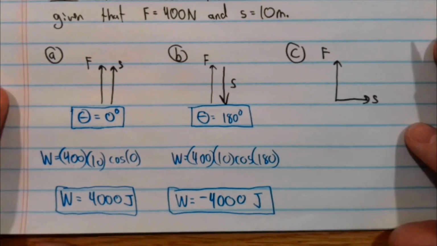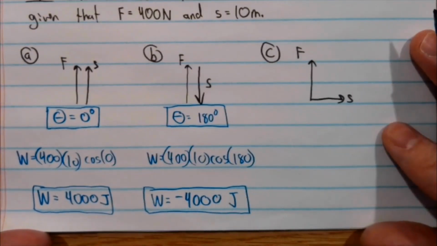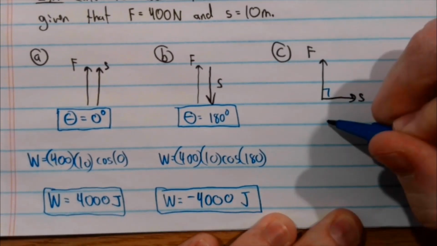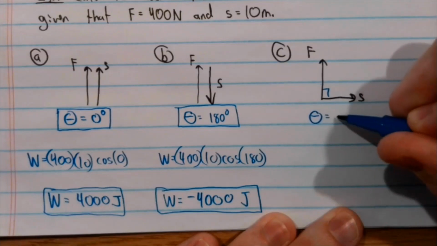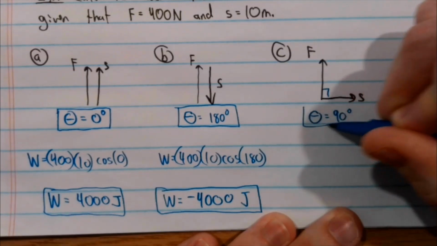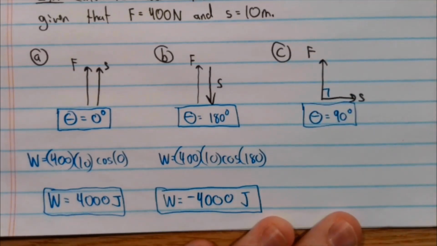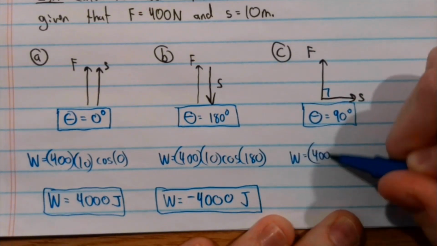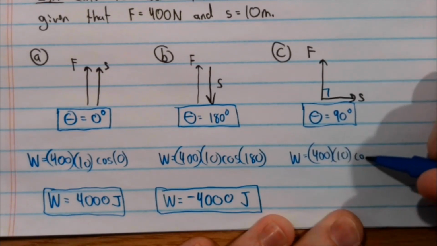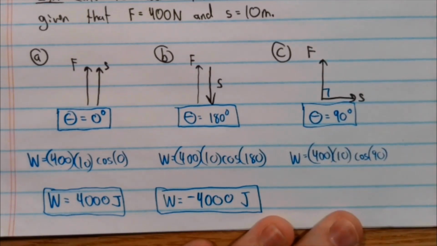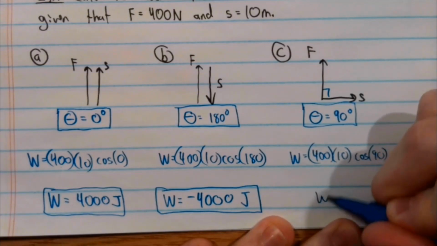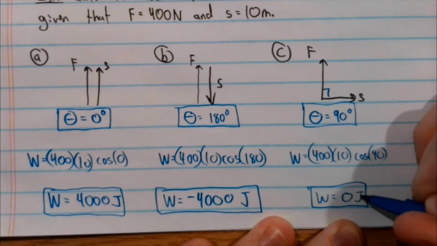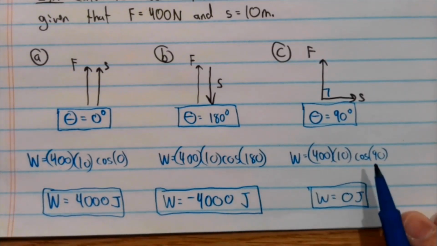Last one here will be actually pretty easy to calculate. Take a look, we've got a right angle between F and S. So theta is 90. Same equation, same numbers until the last one. So work is 0 joules here. Cosine of 90 equals 0.